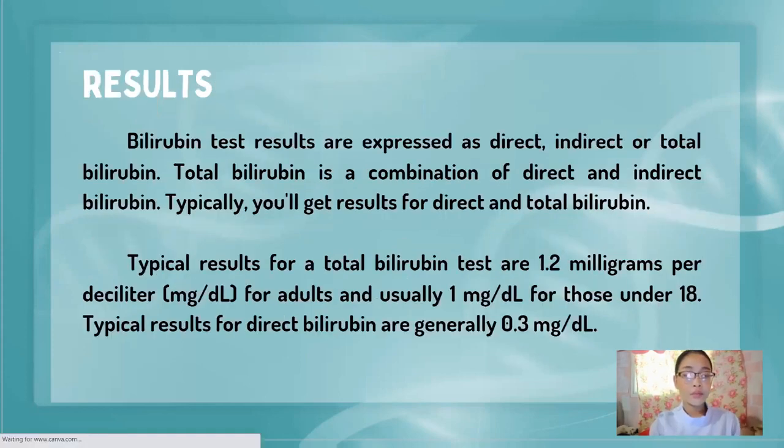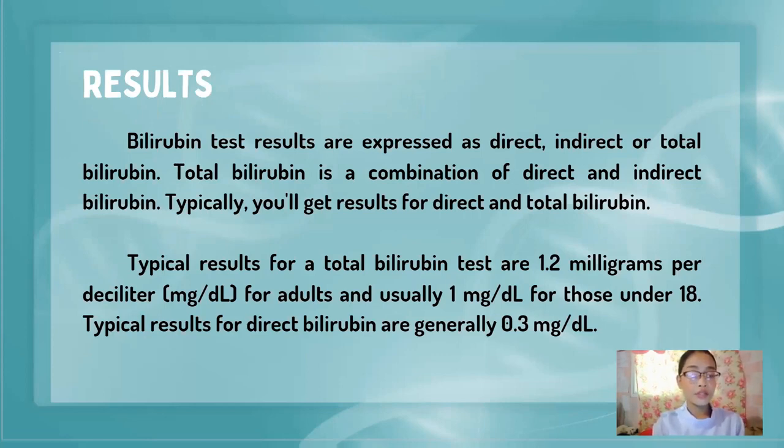Results. Bilirubin test results are expressed as direct, indirect, or total bilirubin. Total bilirubin is a combination of direct and indirect bilirubin. Typically, you'll get results for direct and total bilirubin.